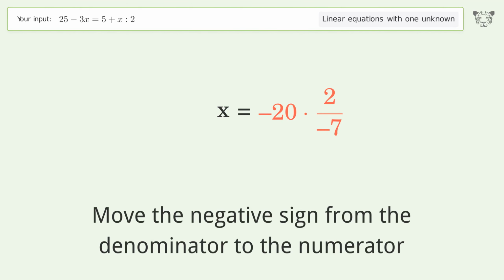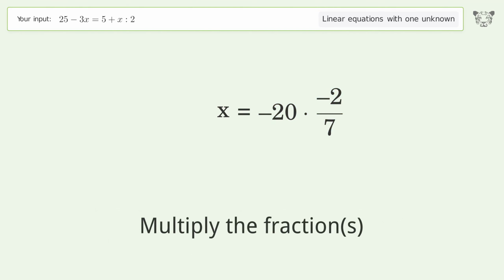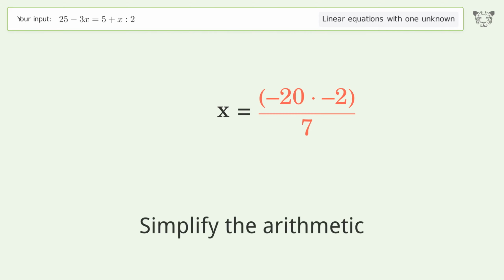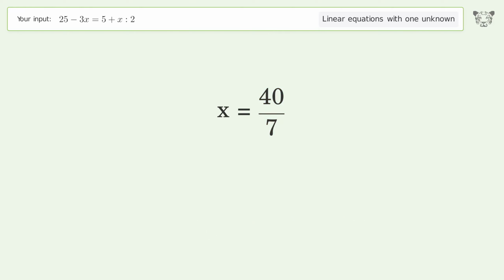Move the negative sign from the denominator to the numerator. Multiply the fractions. Simplify the arithmetic. And so the final result is x equals 40/7.